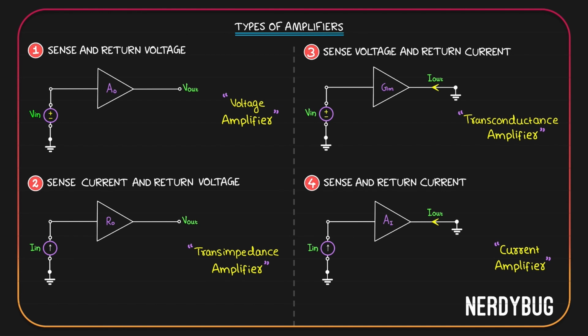Let us now try to predict the ideal input and output impedances of all these 4 amplifiers. But before we do that, you have to agree with me on something. That this is what basically all these amplifiers do. On the input side, they either sense a voltage or sense a current. On the output side, they either produce a current or a voltage. On the input side, they act as a voltage sensor or a current sensor. On the output side, they act as a voltage source or a current source.